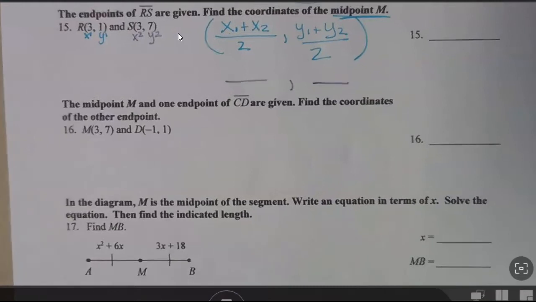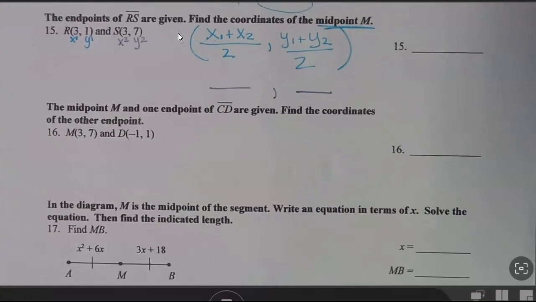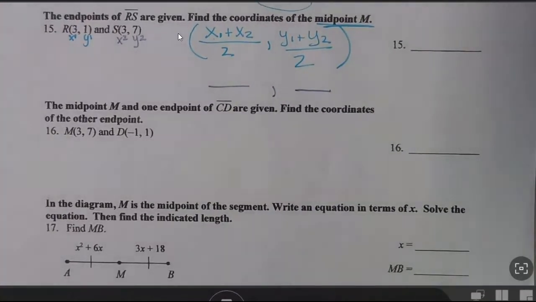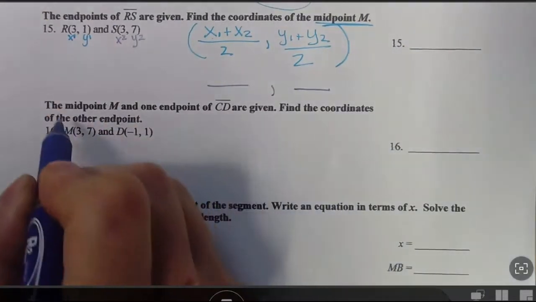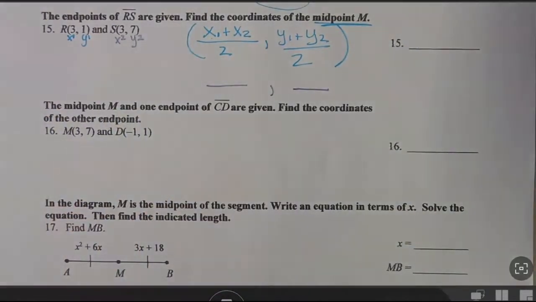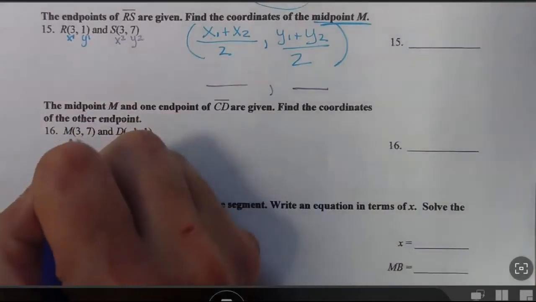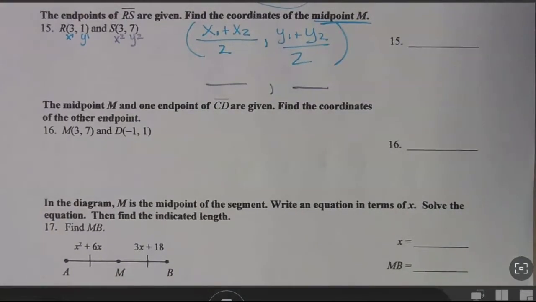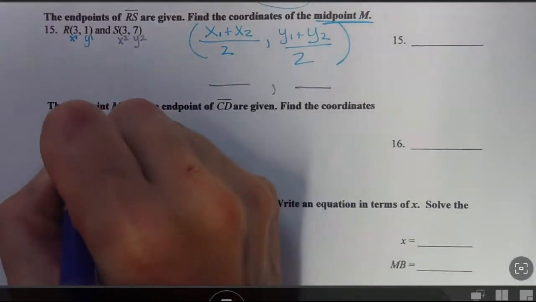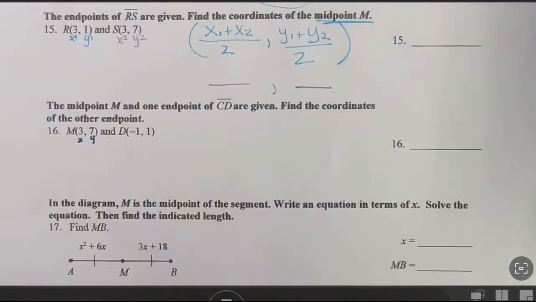All right, number 16. So this one is very similar to 10 on the multiple choice section. When we are given the midpoint and one endpoint, this is where we need to find the coordinates of the other one. So M is for midpoint. So this is what we set it equal to. It doesn't matter what you call it. You can just call it your X and your Y.